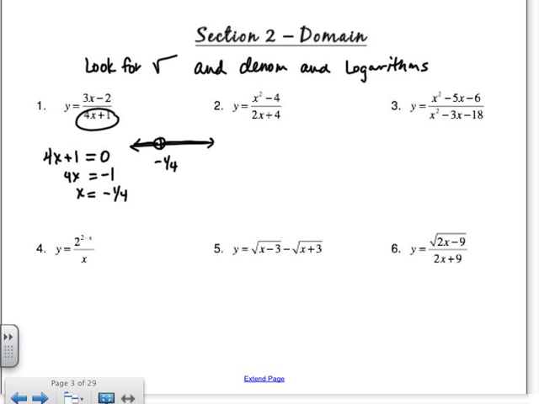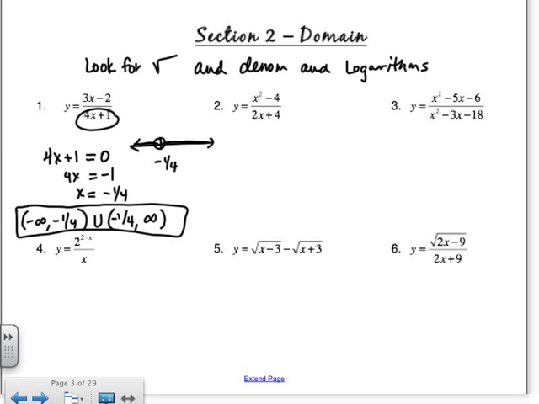The way I write it is in interval notation. So I would write negative infinity to negative 1/4, parenthesis, union, parenthesis, negative 1/4 to infinity. Since it's a parenthesis in the middle, that means you skip over negative 1/4 and you don't include it. If you wanted to include it, you would need a bracket. You could also write this as all real numbers except for negative 1/4. Personally I like interval notation, but a lot of people don't like it, so it's up to you.